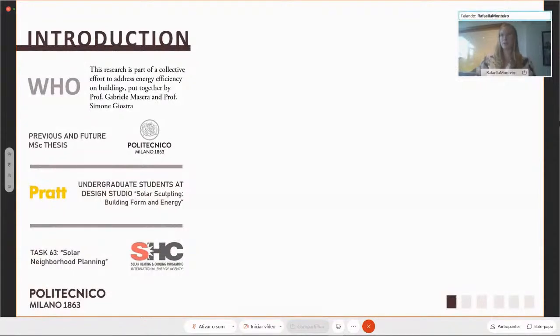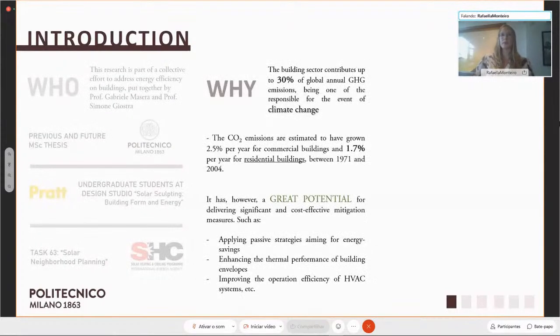So this research is part of a collective effort to address energy efficiency in buildings that involves Politecnico di Milano and the Pratt Institute in New York. And we also have been collaborating with Task 63, the solar neighborhood planning of the solar heating and cooling program. The reason why we address these matters is because the building sector is one of the sectors that contributes the most to climate change, for instance, contributing up to 30% of the global annual greenhouse gas emissions. But on the other hand, it has a great potential to mitigate and deliver significant and cost-effective design strategies.